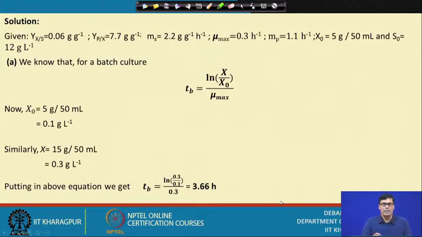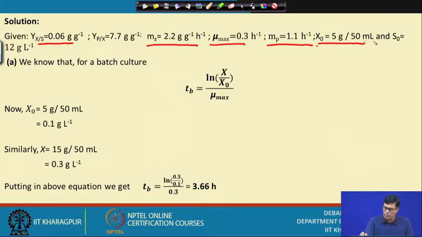Now, as I mentioned before, whenever we want to solve any problem, it is better to write down the given data. What are the given data? Yx by s, that is what we call cell mass yield, is 0.06 gram per gram, Yp by x is 0.77 gram per gram, the maintenance coefficient is given, mu max is given, mp is the maintenance for the product formation, x0 value is given as 0.5 gram per 50 milliliter and S0 is 12 gram.